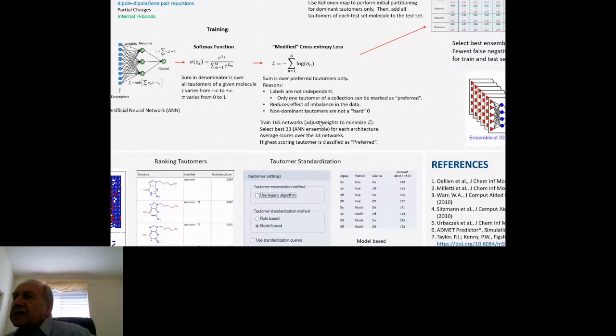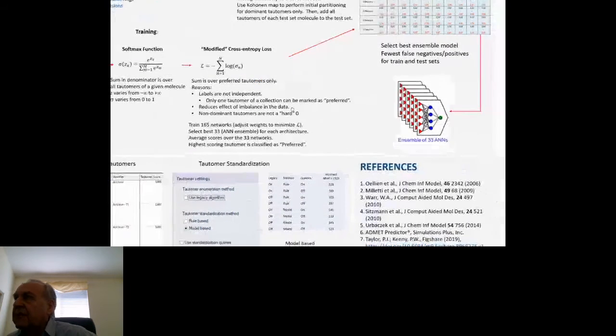So this is done 165 times using Admit Modeler. We train 165 networks. We select the best 33. We average the scores over those best 33 networks, and the tautomer with the highest score is classified as the preferred tautomer.